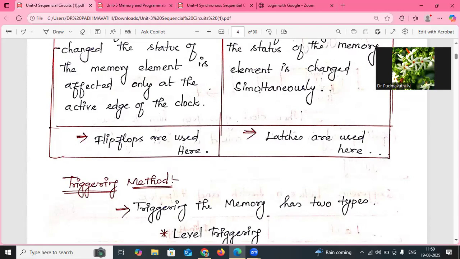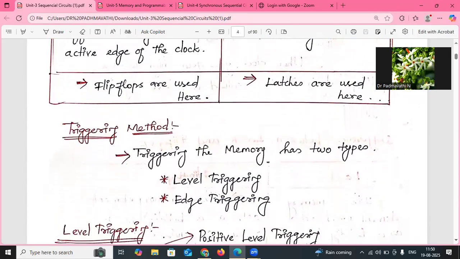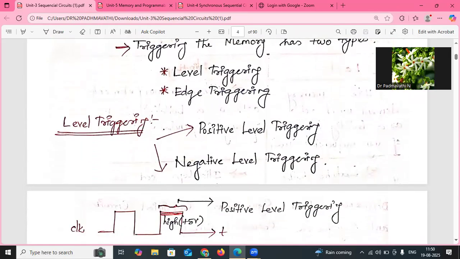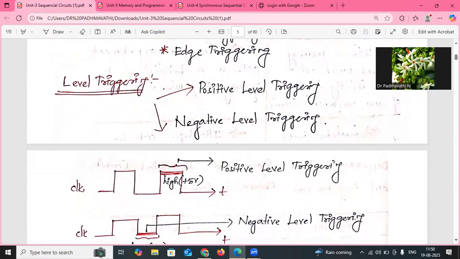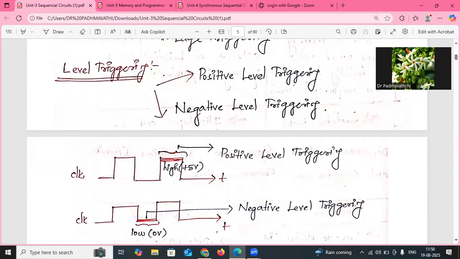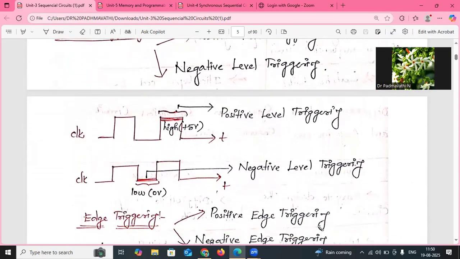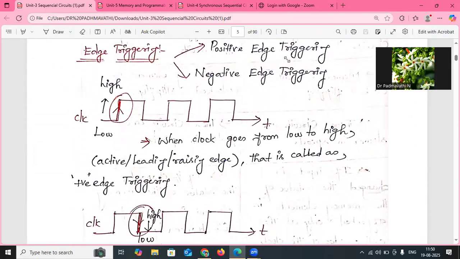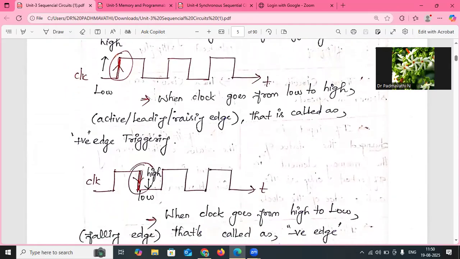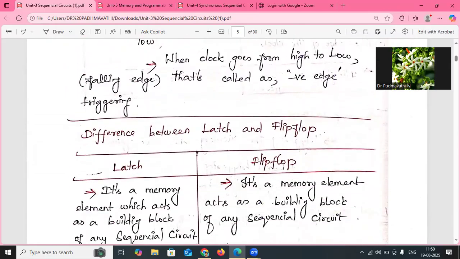Next one is your triggering method. Level triggering and edge triggering, two types of triggering we are going to use. In level triggering, again there can be positive level triggering and negative level triggering. These are examples of positive level and negative level triggering. Similarly, edge triggering: we already saw that positive edge means from low to high, and negative edge triggering means from high to low, that is 5 to 0.